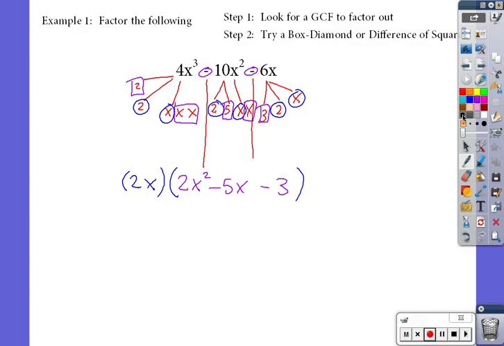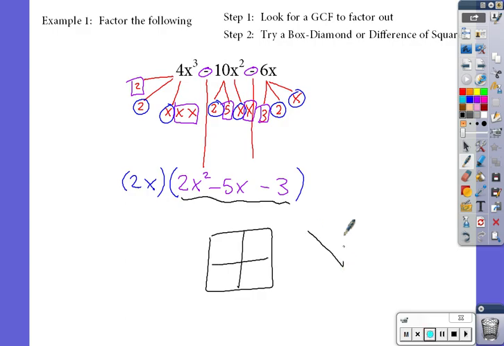Now we're going to take an additional step, though. We're going to take a look at this trinomial that we have and see if we can do a box diamond for it. Now, some of you have been struggling with this. Again, I can't help but reiterate the point that you need to be doing these problems and staying caught up in class. If you're not staying caught up in class, these things are going to be hard for you. The 2x squared always goes in the bottom left corner, always, every time. The negative 3 always goes in the top right corner. The minus 5x always goes in the bottom of the diamond. That's the setup of the problem.